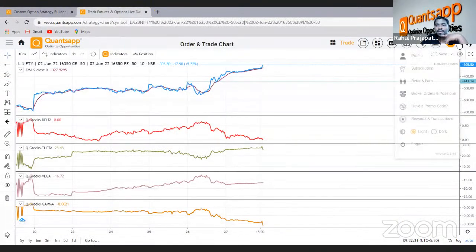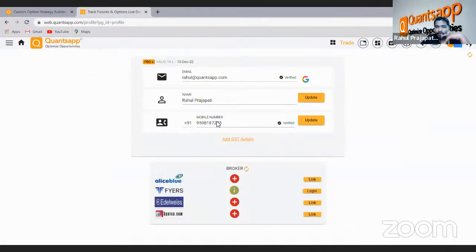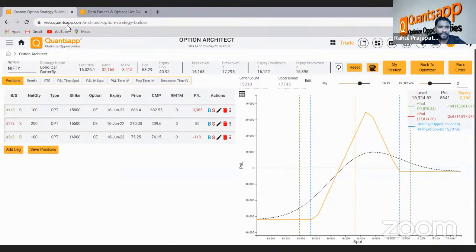Probably there are other brokers in process. Initially we have integrated with these. Other brokers might come in future. The talks are always there. So if you have an account with these brokers as of now, you can simply place the trades directly from there. Fine. So this is the strategy that you have created.